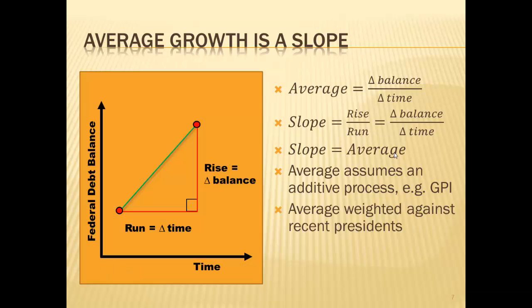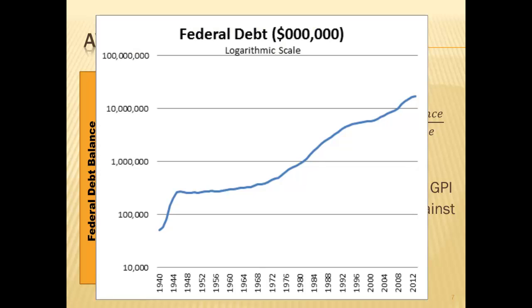However, averages are weighted against more recent presidents because it turns out that the growth of the book value of federal debt is what's called a monotonically increasing function. Well, I apologize for the math speak. That just means that at every instant of time, the balance is going up. It almost never goes down. And consequently, that means that the averages are going to be larger for more recent presidents than presidents of an earlier time period.